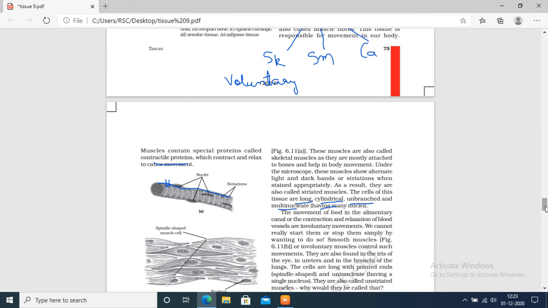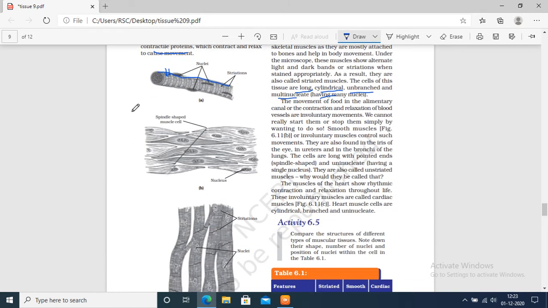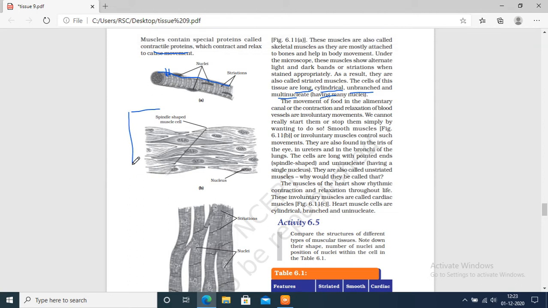Now let's talk about the second muscle, which is the smooth muscle. Smooth muscles are present in the areas where we cannot control their action. So therefore it is known as involuntary muscle.